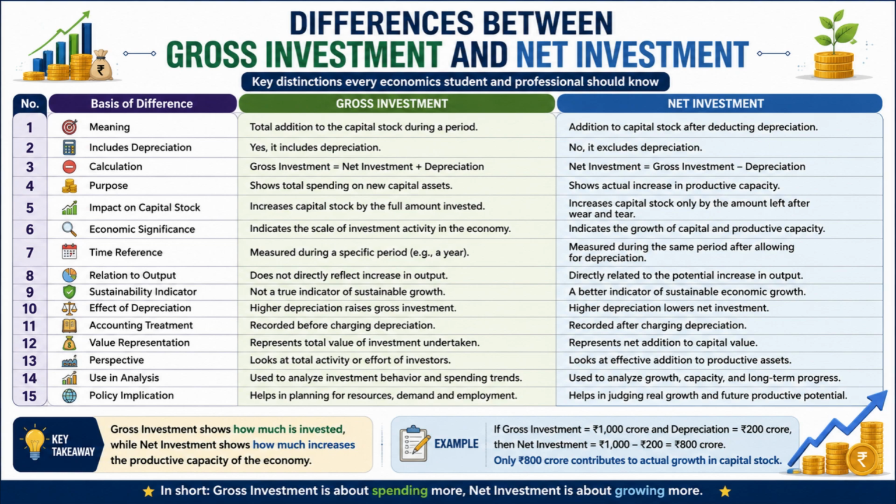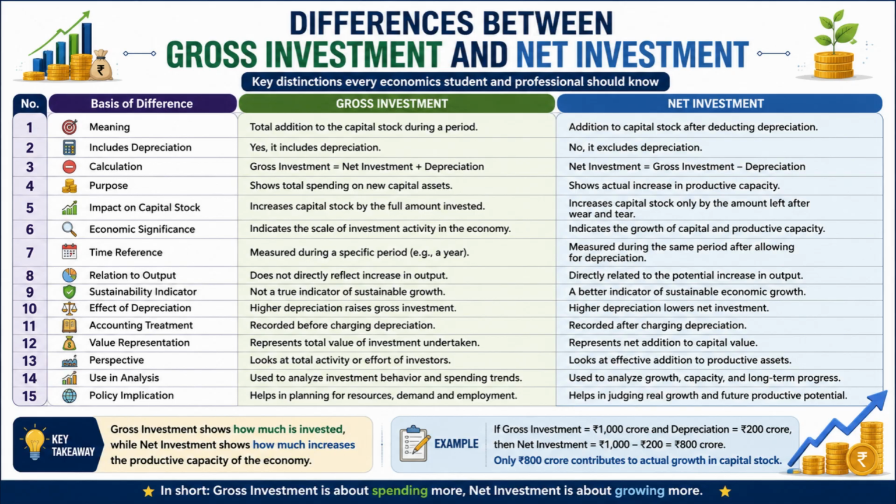Number 14. Gross investment is used to analyze investment behavior and spending trends, whereas net investment is used to analyze growth, capacity expansion, and long-term progress. Number 15. Gross investment helps policymakers plan for resources, demand, and employment, whereas net investment helps policymakers assess real growth and future productive potential. Let us understand with an example.